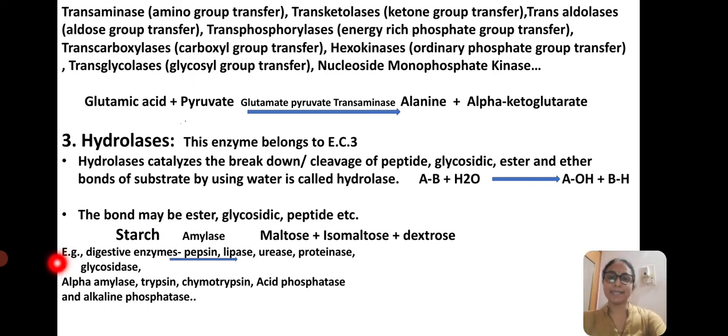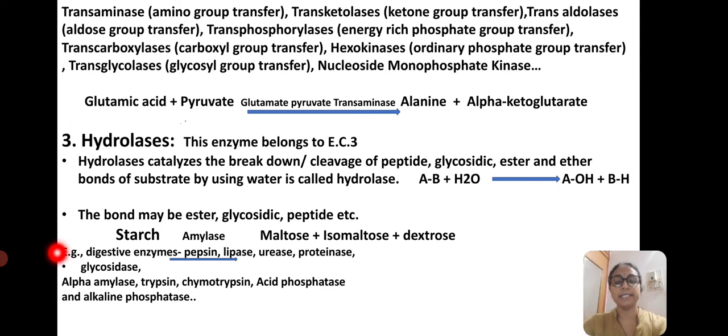Next major class according to IUPMB is the hydrolases that belongs to EC 3. Hydrolases catalyze the breakdown or cleavage of peptide, glycosidic, ester and ether bonds of the substrate, very importantly by utilizing a molecule of water. So A and B are the two substrates which have made a bond, and that bond, whether it is a peptide bond, glycosidic bond, ester or ether bond, will be cleaved or hydrolyzed using a molecule of water. So AOH plus BH will be formed.